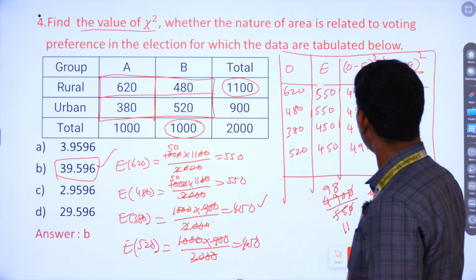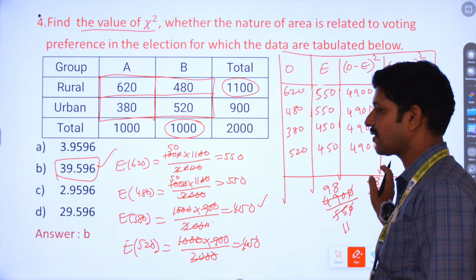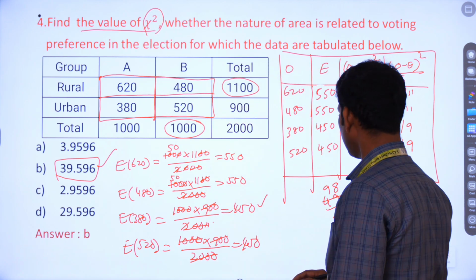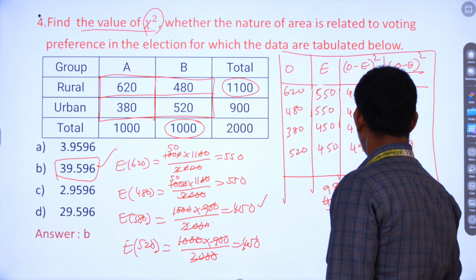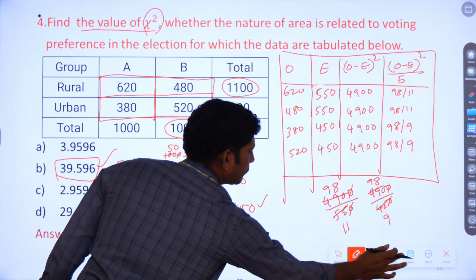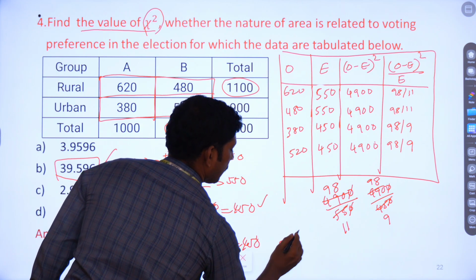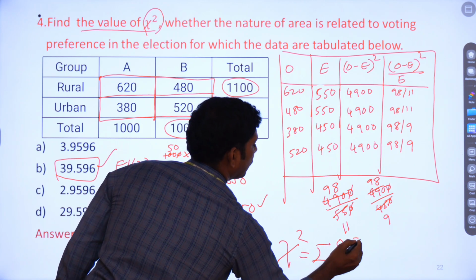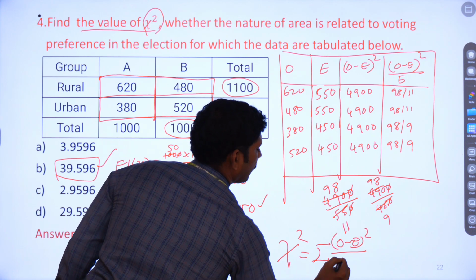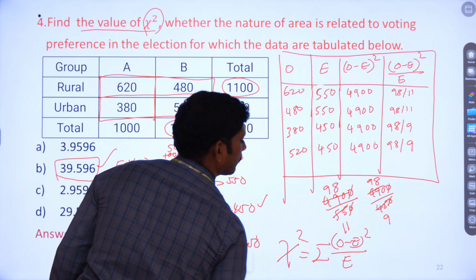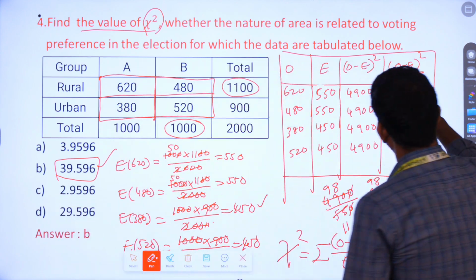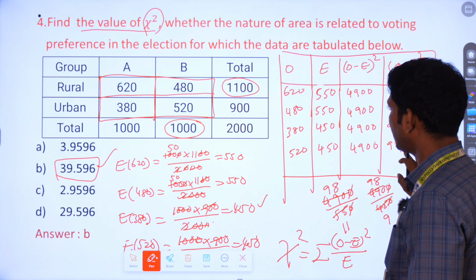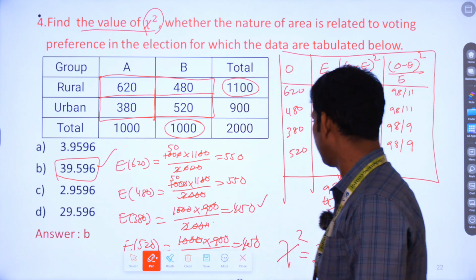You can use a calculator to find the chi-square sum value. Here they ask only for the chi-square value. Chi-square is nothing but the formula we already know: chi-square equals sigma of observed minus expected squared divided by expected, the sum of the values. We need to add all the values. If you add all the values using the calculator, we get the solution, which is B.